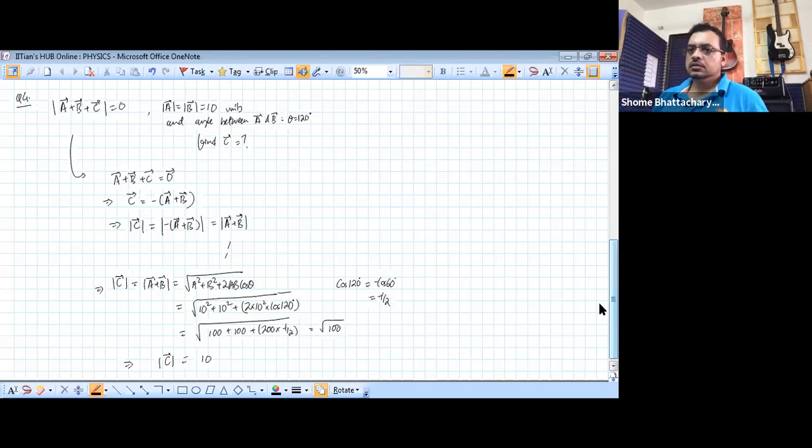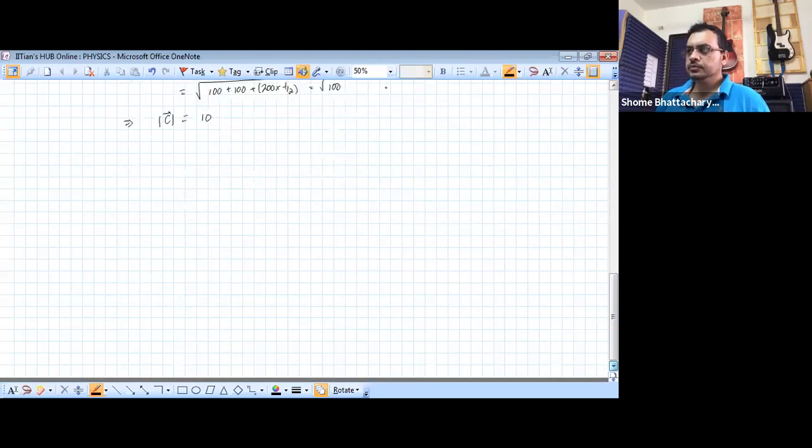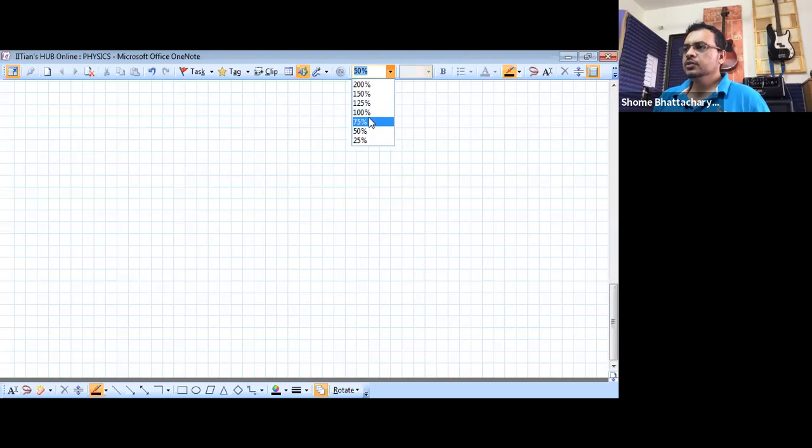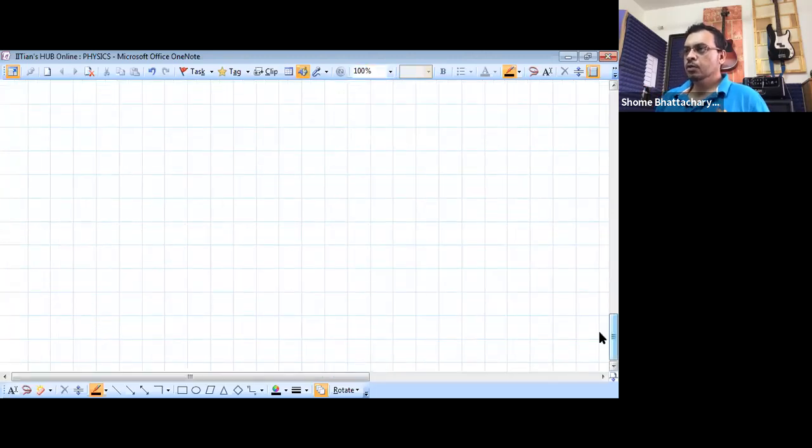Okay, so hope this is clear. I'll come to the third question also, but let's also look at this question by the component method first. Alternately, we can also solve this by component algebra.